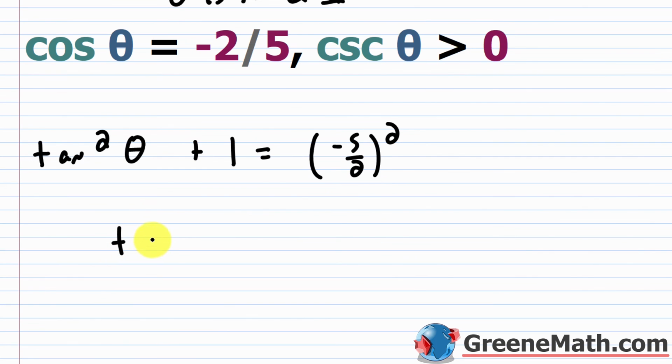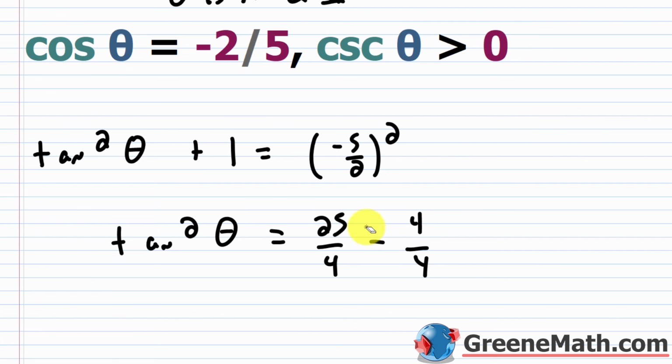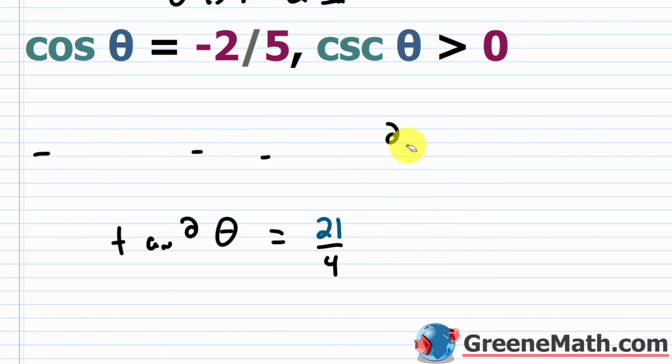And so I'm going to say the tangent squared theta is equal to, I'm just going to subtract 1 away from each side. So this is 25 over 4, just squaring it. And then again, I'm subtracting 1 away from each side. Let's say this is 4 over 4, just getting a common denominator. So 25 minus 4 is going to be 21. So this would be 21 over 4. Okay, so we have this.